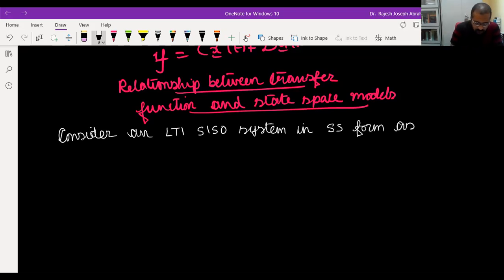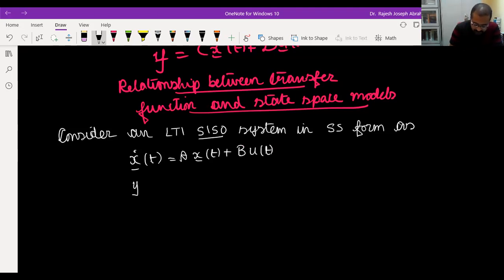x dot of t equals A x of t plus B u. Why didn't I put a bar under u? Because there is only one input. Otherwise, to be more precise, it would have been a vector. We are considering an LTI SISO system, which is why I didn't put a bar under u, because we have only one input.